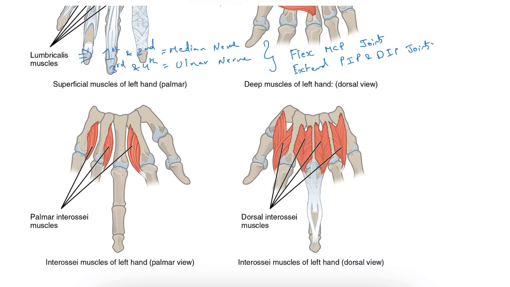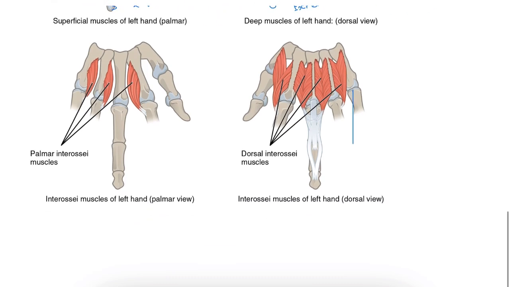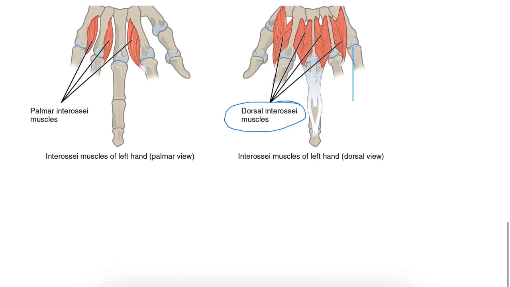The main function of the lumbricals muscles is to flex the metacarpophalangeal joint and extend the proximal interphalangeal and distal interphalangeal joints. Okay, we have two types of important muscles, the dorsal interosseous muscles. The dorsal interosseous muscle is innervated by the ulnar nerve.